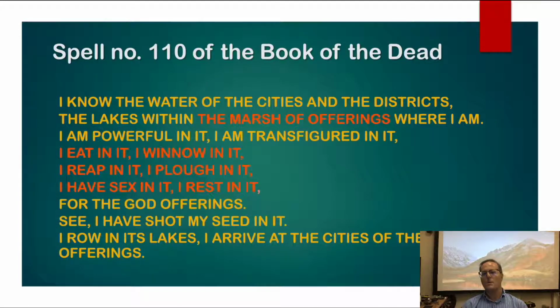Spell number 110 of the Book of the Dead is what describes the Marsh of Reeds, which is sometimes also called the Marsh of Offerings, the Sekhet. And it talks about, I eat there, I winnow there, I reap there, I plow there, I have sex there, I rest there, and I am powerful there. I am transfigured in it.